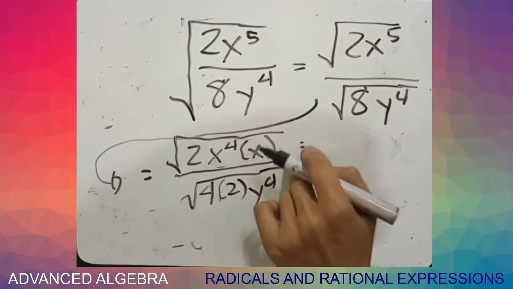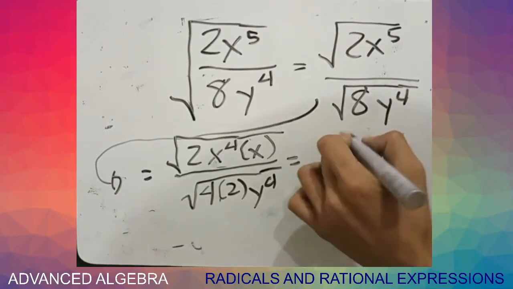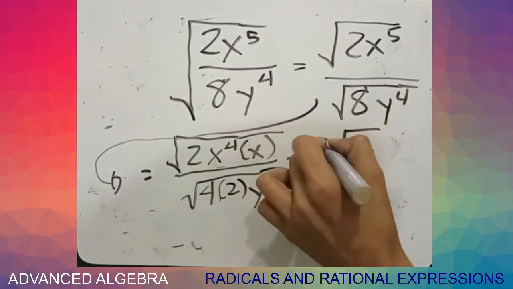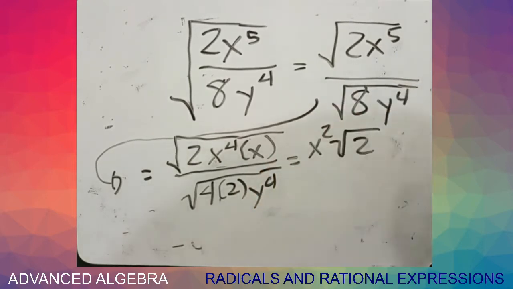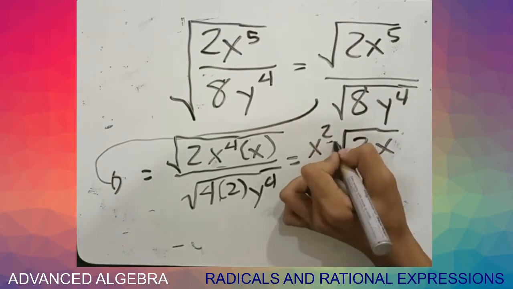Okay, next. So, equal sign natin. So, walang square root si 2. So, retain siya sa loob. Next, ang square root ng x to the fourth power ay x squared. Then, sa loob natin ay meron pa siyang x. Kaya, ayusin lang natin. Yan.